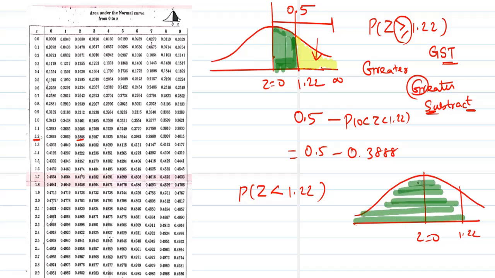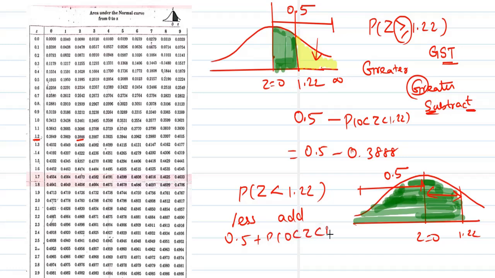Wherever it is going to be less than. When you have a quantity less than your amount of income, then what happens? The amount gets saved. It gets added up to your savings account. So you keep in mind, when it is going to be less, then you add. So what will you have to add? You know that this half of the portion is going to be equal to 0.5. So with this 0.5, now you add the value of 0 less than z less than 1.22. So with 0.5, you add the 0.3888. You will get the required area over here.